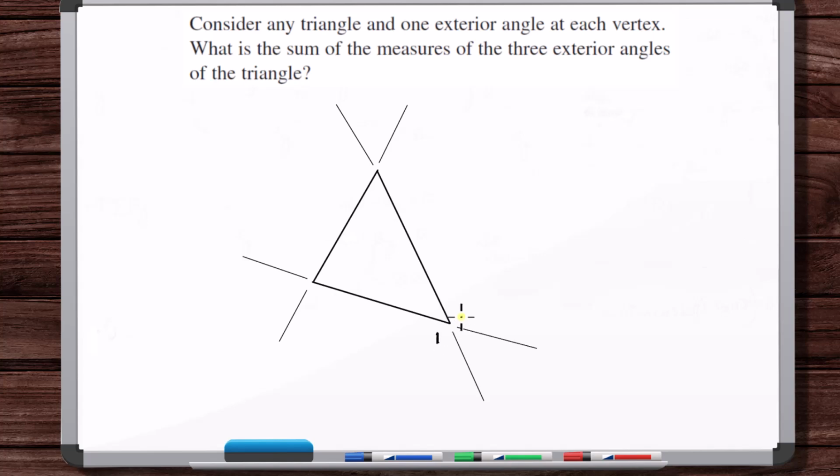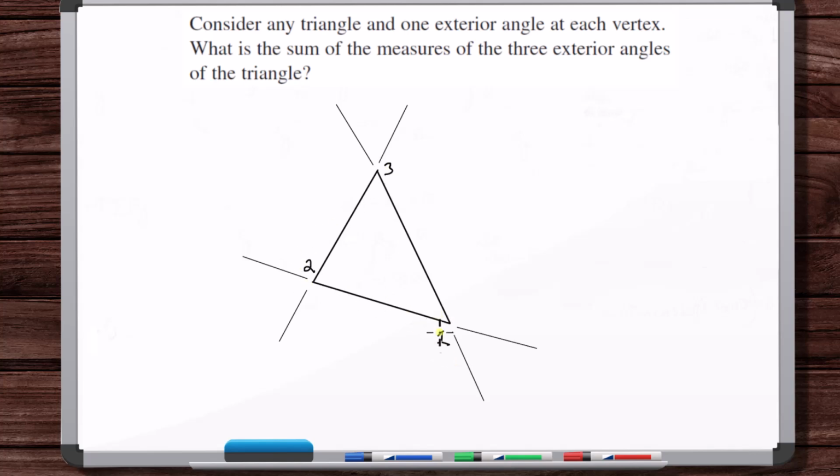So this is an exterior angle, this is an exterior angle, this, and this. So each vertex has two exterior angles associated with it. Now, they're asking, consider one exterior angle at each vertex. What is the sum of the measures of the three exterior angles of the triangle? So I guess they're saying that we can say this is 1, pick another one, 2, pick another one, 3. Whatever we want. So what's going to be the sum of these?